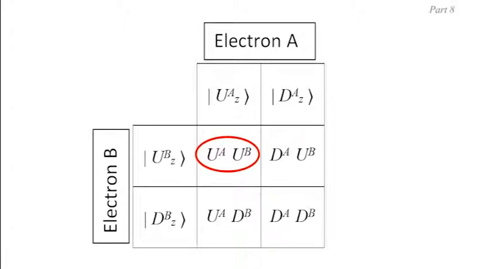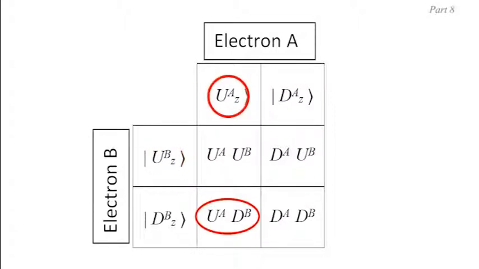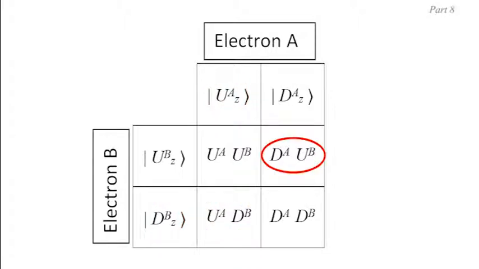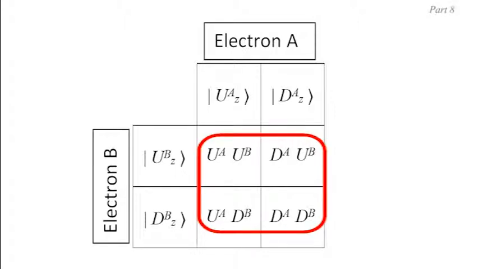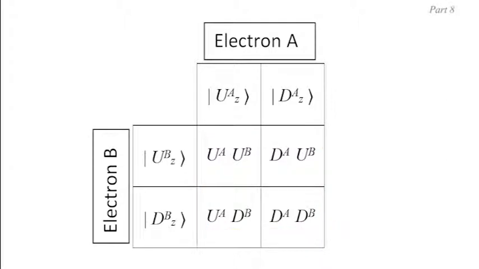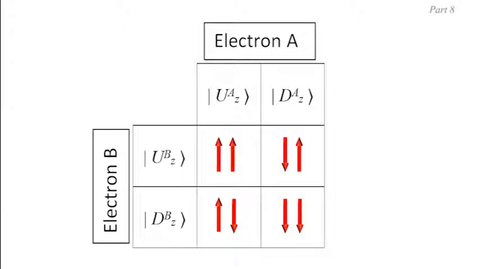This label will denote the state of the 2 electrons where A is up and B is up. This label will denote the state of the 2 electrons where A is up and B is down. This label will denote the state where A is down and B is up. And this label will denote the state where A is down and B is down. Again, it should be obvious that if each electron can only either be up or down when the component of the spin is measured in the z direction, then these 4 states are the only possible situations for 2 electrons considered together. We could, of course, have used arrows for these labels.